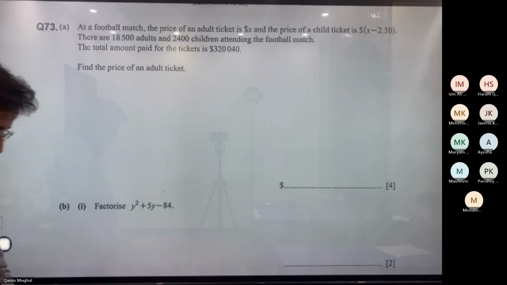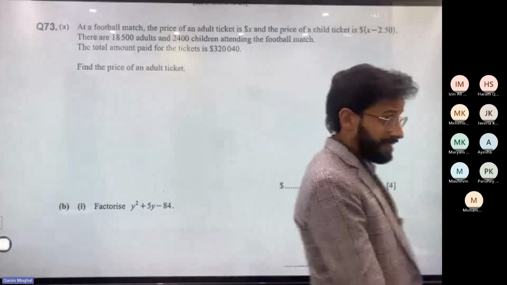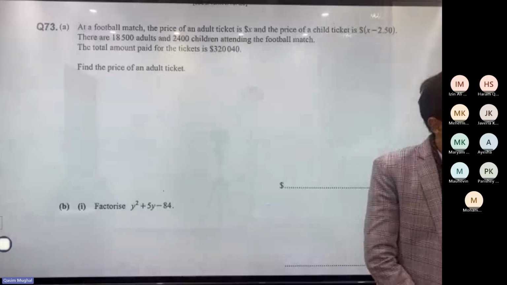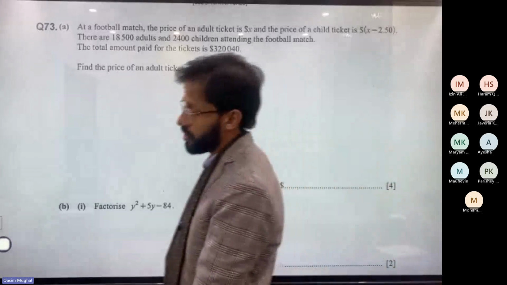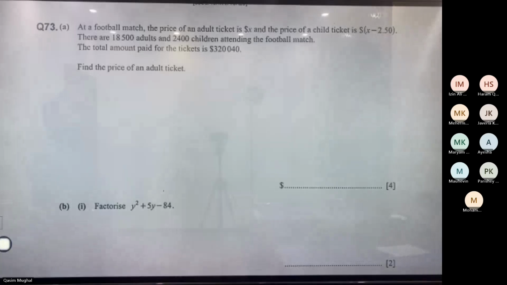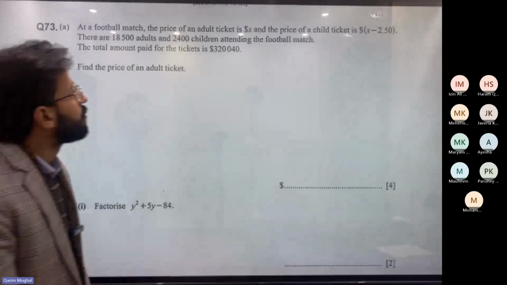Key information. It's not necessary that you will always obtain a quadratic. Okay. What is the key information here? The total amount paid for the tickets is 320,000 and then $40.